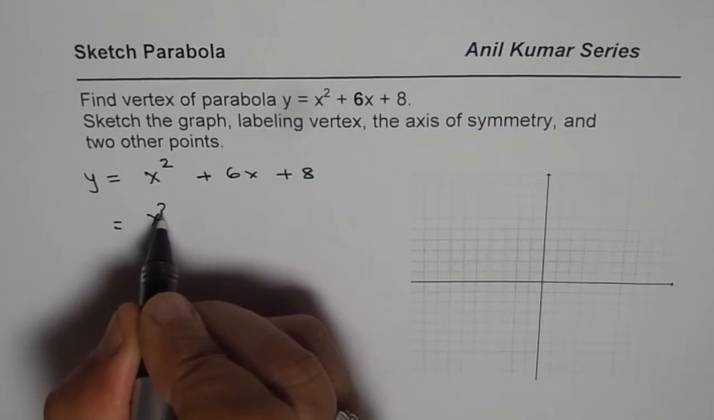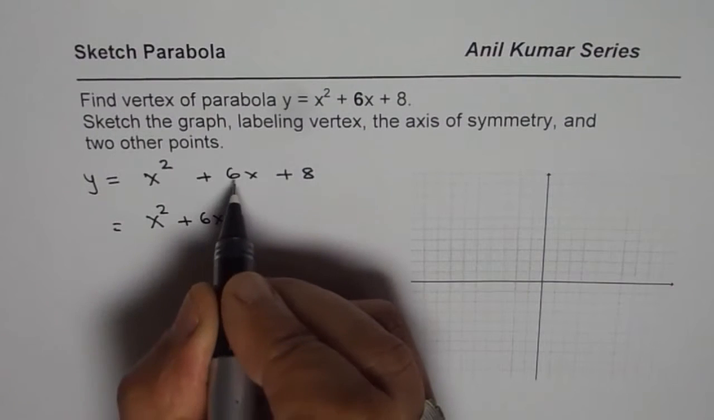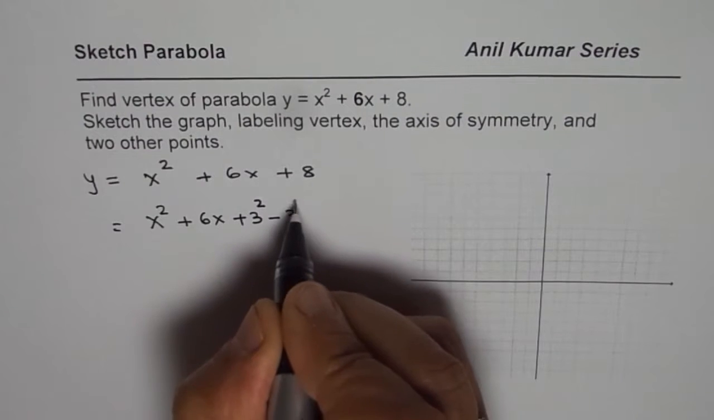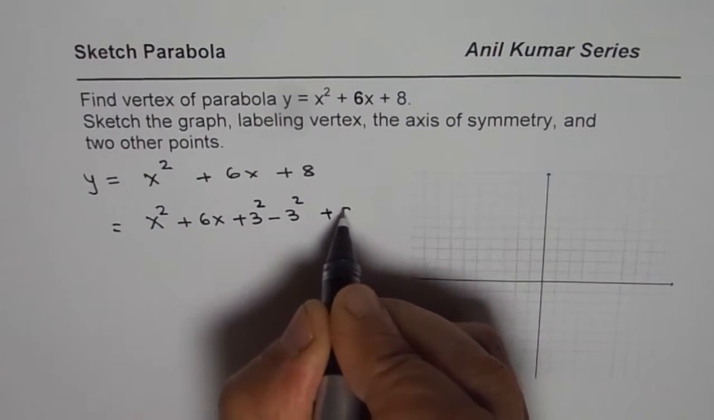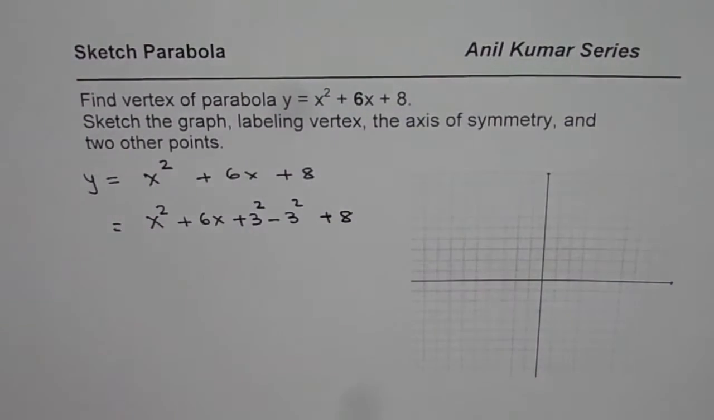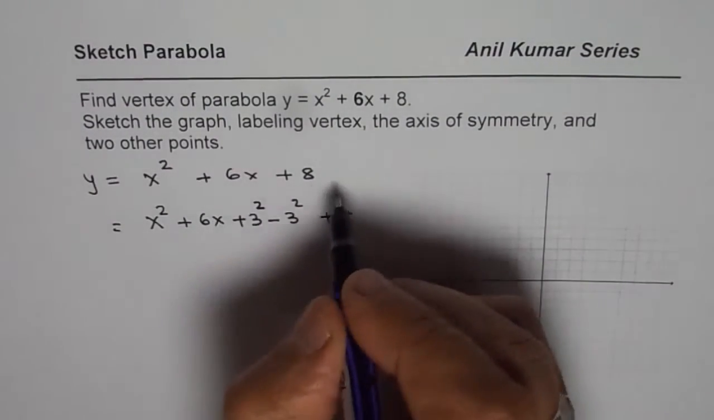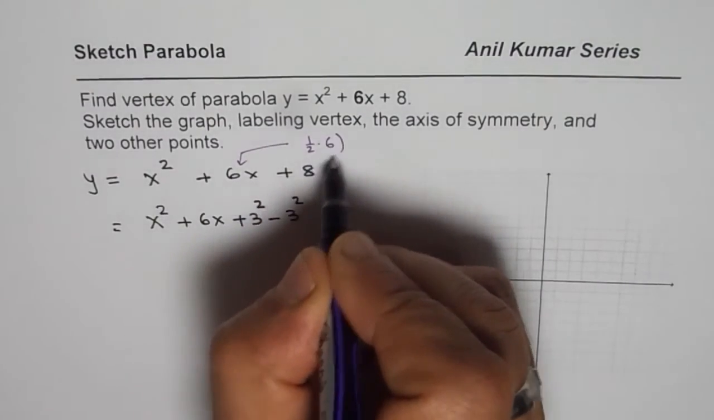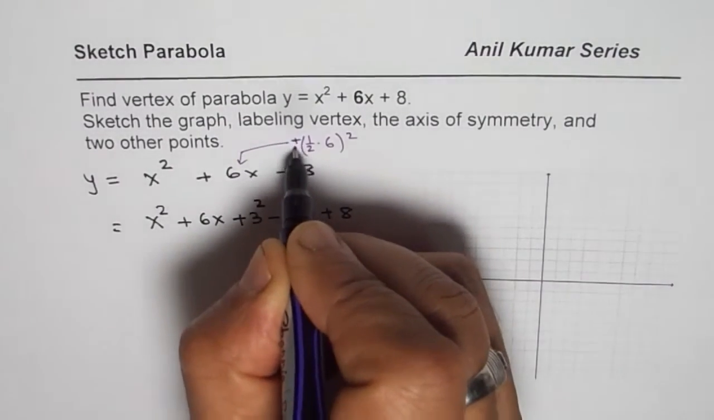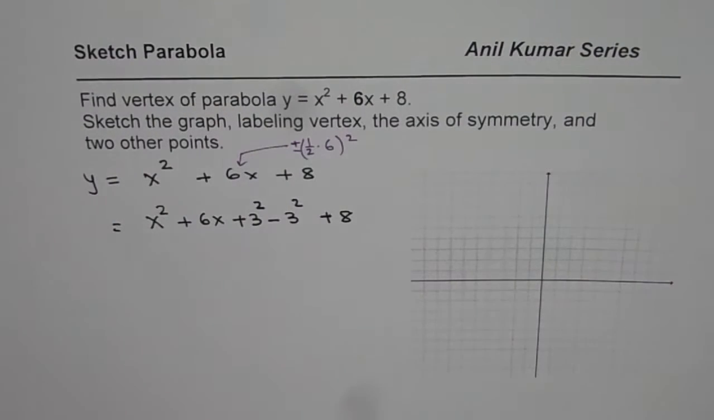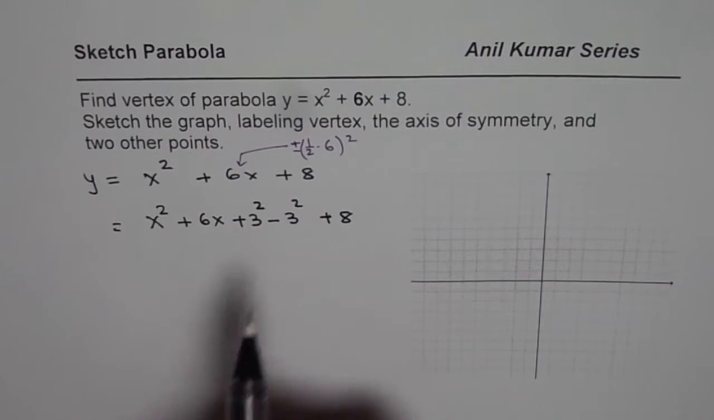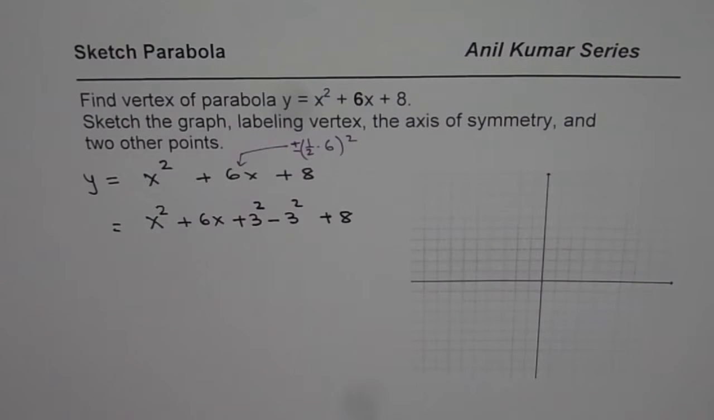So when you do that, you get x squared plus 6x. Half of 6 is 3, so we'll add and subtract 3 squared, and then we'll write plus 8. This is a very important step. What we do at this step is find half of 6, square it, and then add and subtract the same number. When you add and subtract the same number, you're basically adding a 0. That really does not affect the equation. The equation still is the same, but it brings in a major change.